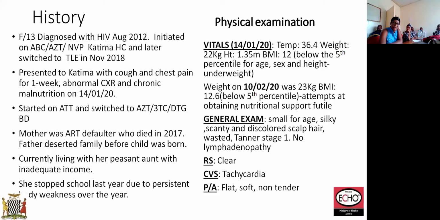On physical examination, vital signs on the 14th of January: temperature was 36.4, weight 22 kgs, height 1.35 meters, BMI 12, below the 50th percentile for age, sex and height, underweight. Weight on the 10th of February 2020 was 23 kgs, BMI 12.6. Attempts at obtaining nutritional support are futile.